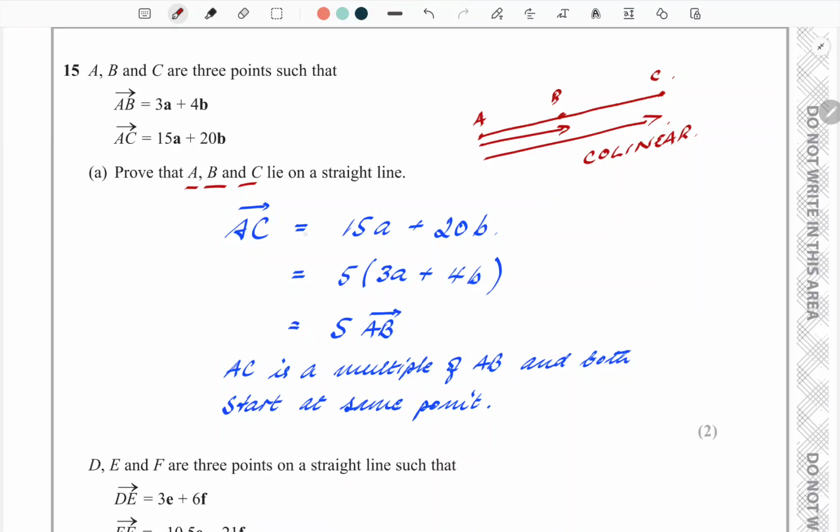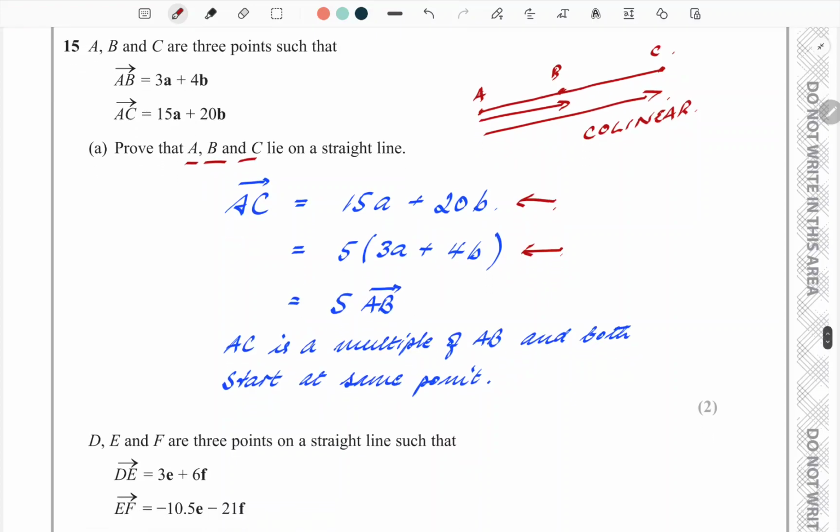So AC we are told is 15A plus 20B, and that has a common factor of 5, so you take the 5 out. It's 5 times, brackets, 3A plus 4B, which is the same as AB, so 5 times AB. Therefore, AC is a multiple of AB, and both start at the same point. So you're starting at the same point, going in the same direction. One is going 5 times further than the other one. That's enough to prove that they are on a straight line.